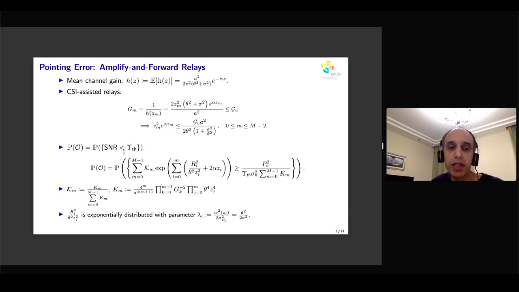So the outage probability is defined by this factor. The idea is that if the SNR goes below a certain threshold, we run into outage. And this is the final expression for my end-to-end outage probability, right? In this case, M is the total number of relays in my backhaul link, gamma TH is the threshold, PT is the transmit power, and Z_i is the link distance for the ith relay, right? And so this factor, R_i squared over theta squared Z_i squared, is actually an exponential random variable with this parameter, which is the ratio of my half angular beam width to two times the pointing error variance, right?